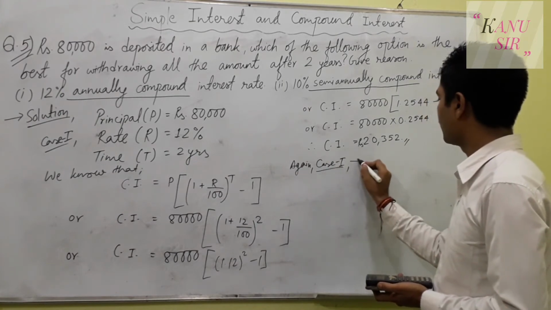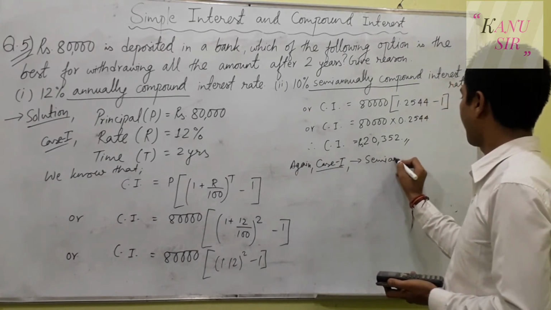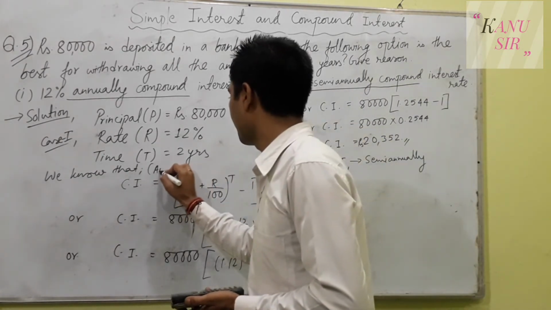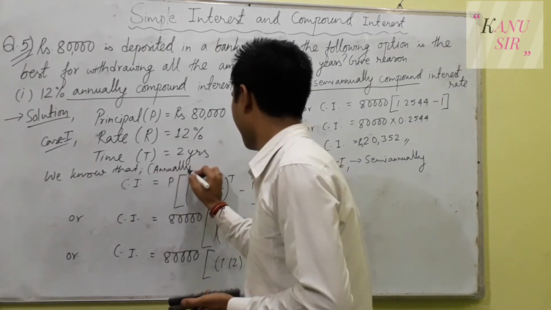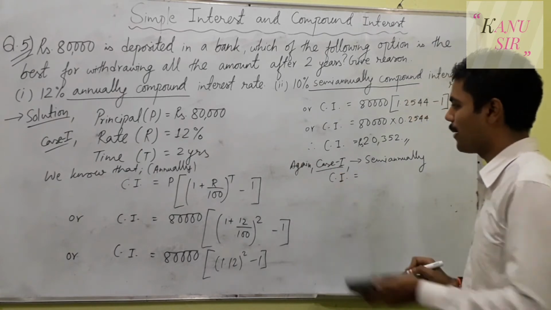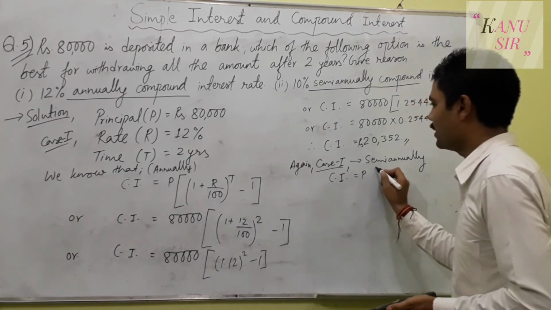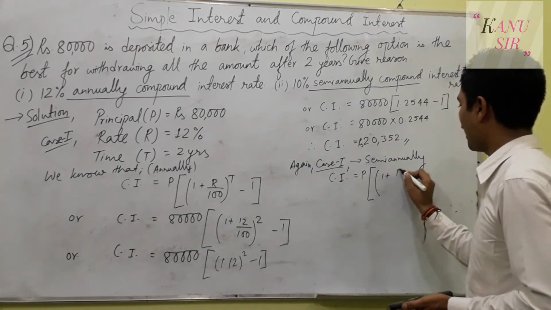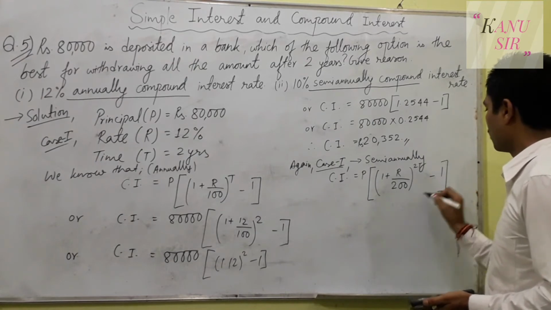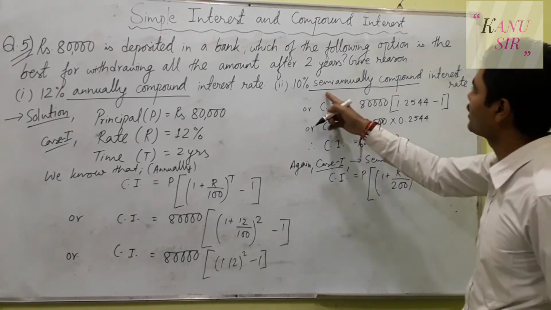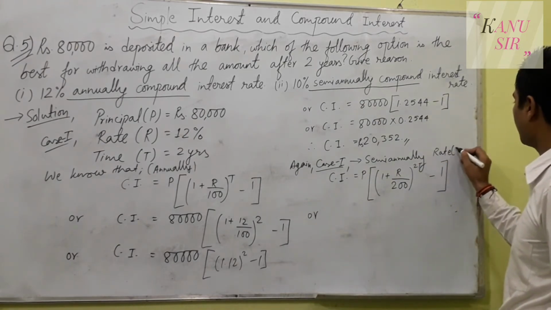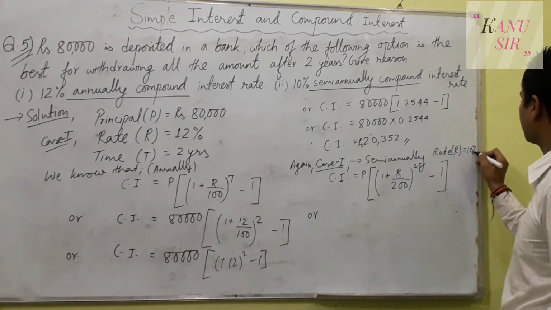Again, for the second case, case 2, you can denote here semi-annually, and here you can denote annually. Then the formula is compound interest. There is a noise in my background, ignore that noise. P bracket 1 plus r by 200 to the power 2t minus 1. So why have we used 200 here? Because the condition is semi-annually. And also the rate, don't forget to mention the rate. R is 10% for this case.